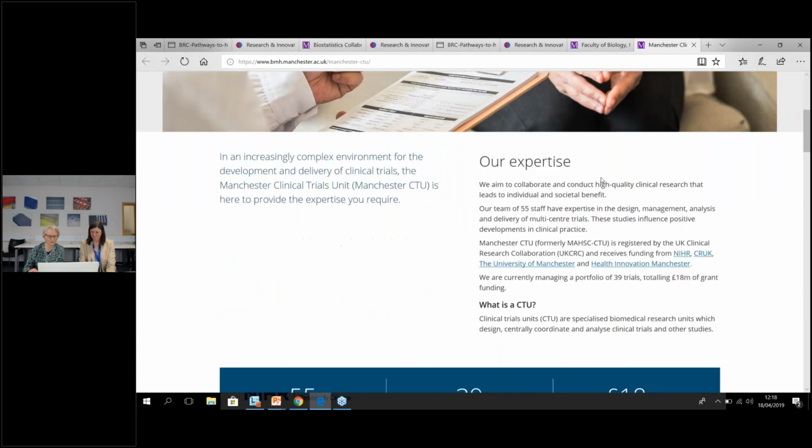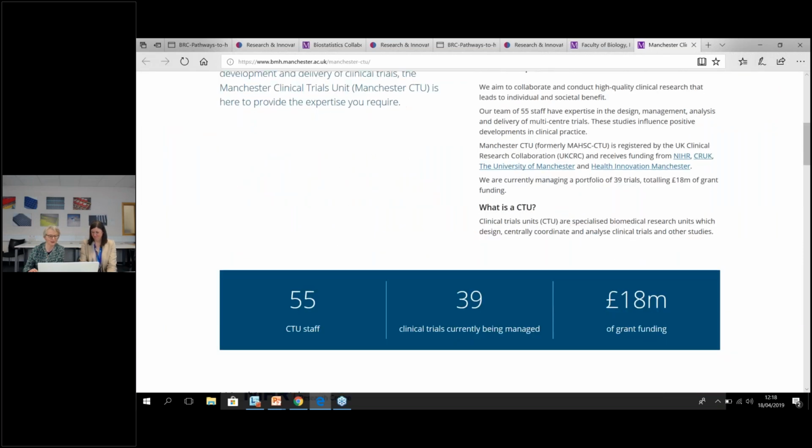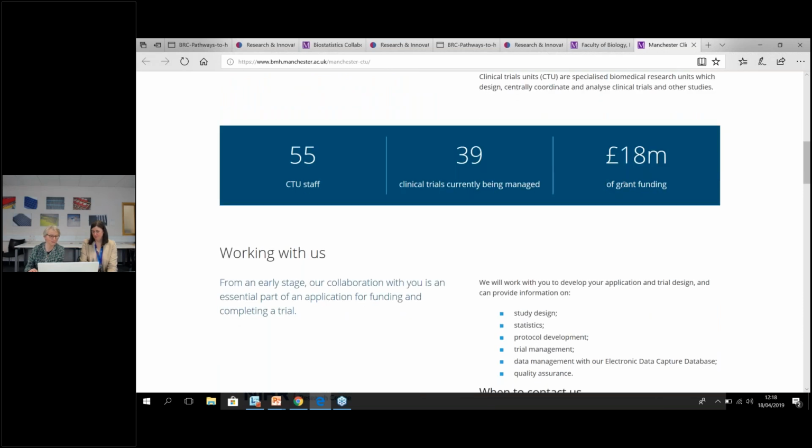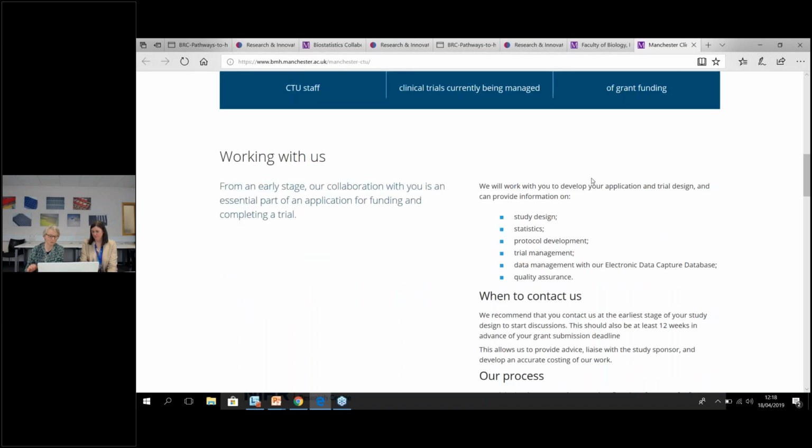So this is headed up by Kevin O'Brien at the moment. And actually, they're really reaching out to researchers at an early stage to see whether they can help you develop your application and help you with your trial design. And Kevin O'Brien is really happy to meet with people at an early stage to see whether your project is suitable for going through a clinical trials unit.